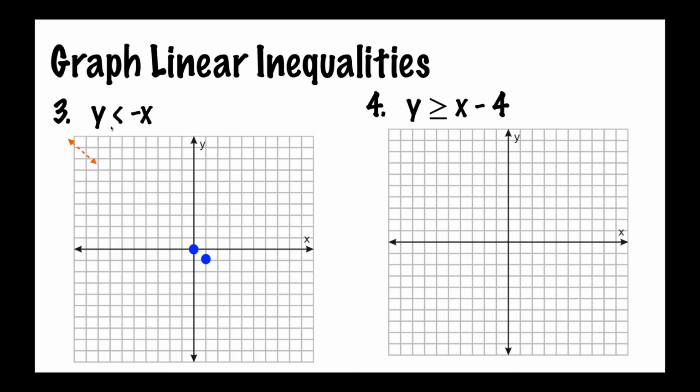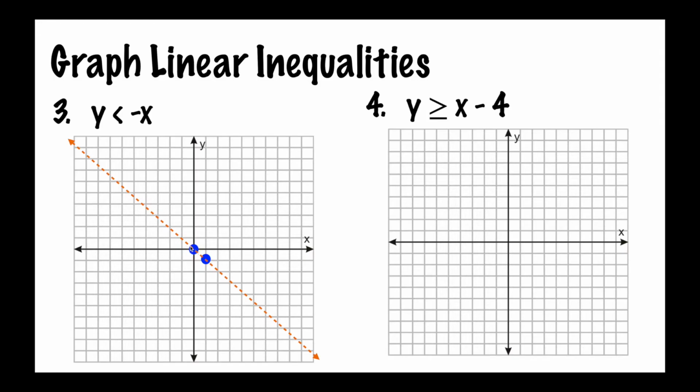This is going to be a dotted line throughout the entire graph. From here again, one way to think about this is less than. This says y is less than -x. So I would be shading below the line, which means this side. But again, I would want to pick a point and test that.